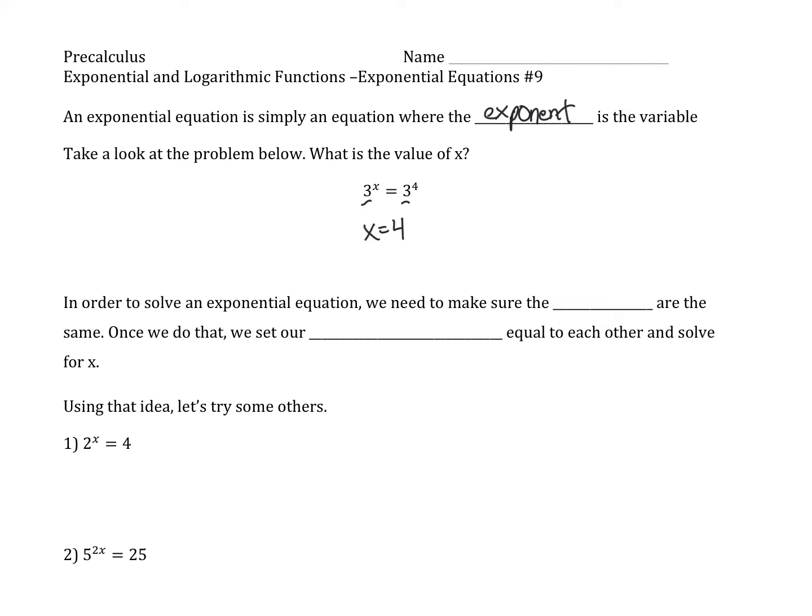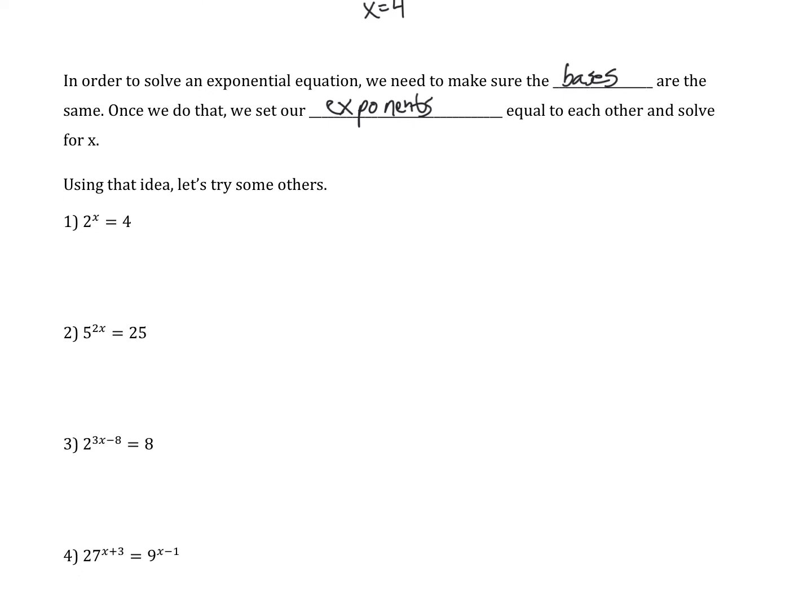So in order to solve an exponential equation, we just have to make sure that the bases, in the example above, the 3's, are the same. And once we have the same bases, all we need to do is set our exponents equal to each other and solve. So let's use this really simple example down below, 2 to the x equals 4, to really illustrate that. What does x need to be to make those two sides equal? It's so simple you probably could do it in your heads. But let's use this idea of equating the exponents once we have the same base.